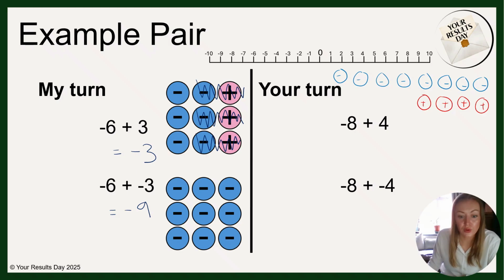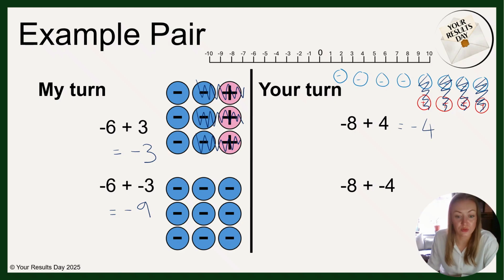And just like before, we are looking for when we can cancel out 0 pairs. So we've got 1 there, we've got 1 there, we've got 1 there, and we've got 1 there, which leaves me with 4 negatives at the end, which means my answer is -4. Well done if you got that one.